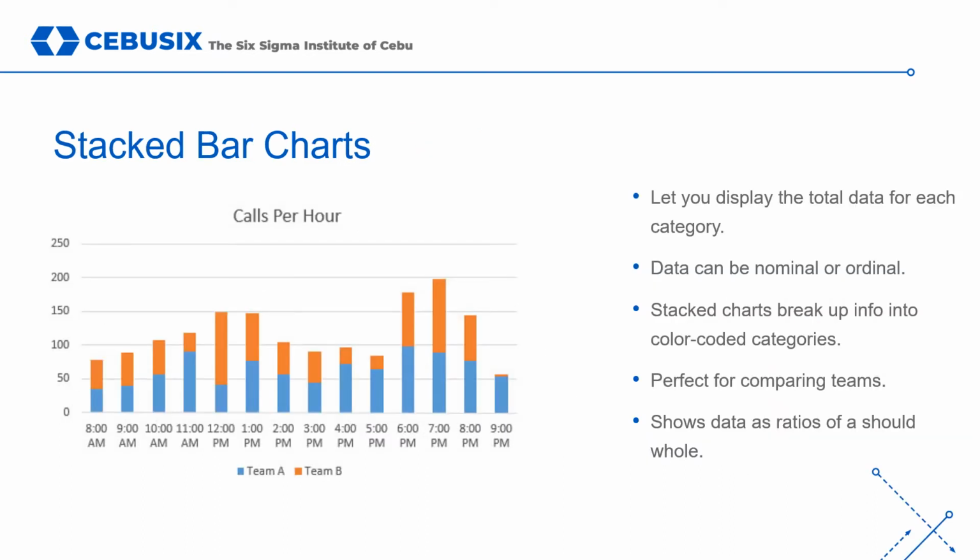Stacked bar charts let you display the total nominal or ordinal data for each category, while also breaking down that information into color-coded categories. For example, if the Six Sigma team analyzing phone calls per hour wanted to display data that included how many calls were handled by separate teams within a department, the bar chart might look something like the image you see here. Creating a stacked bar chart is slightly different from creating a standard bar chart, as you will need additional data columns.